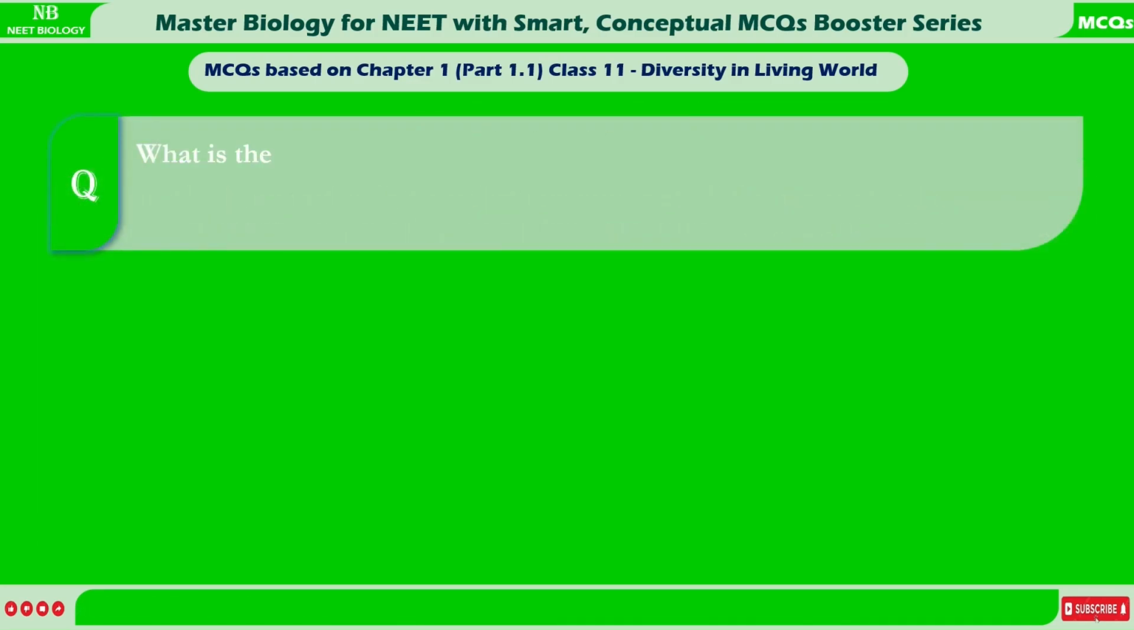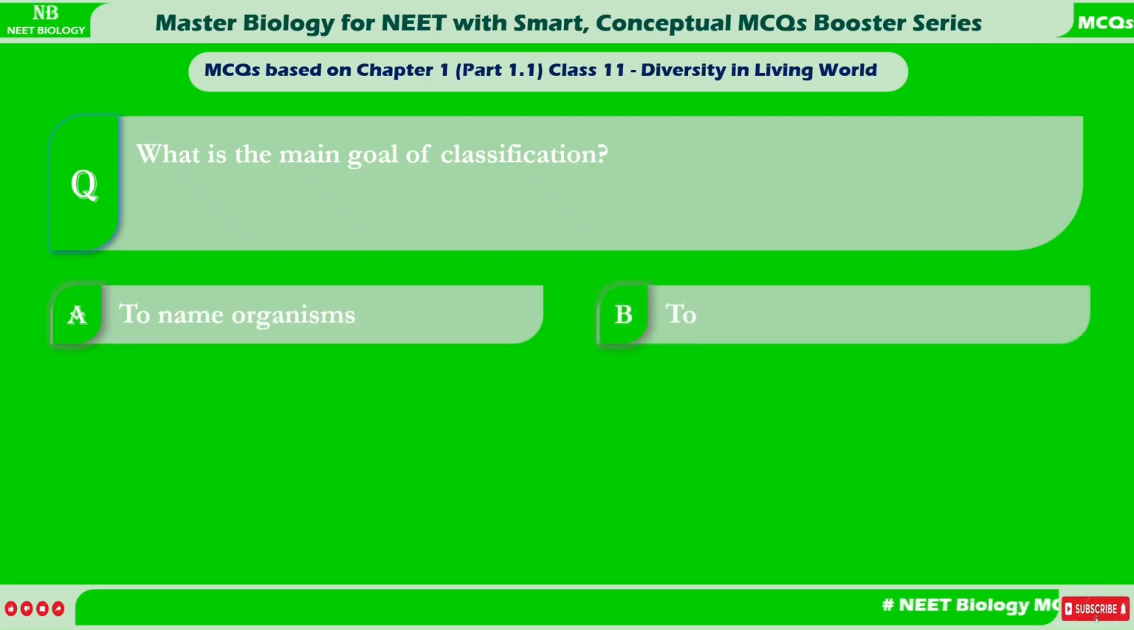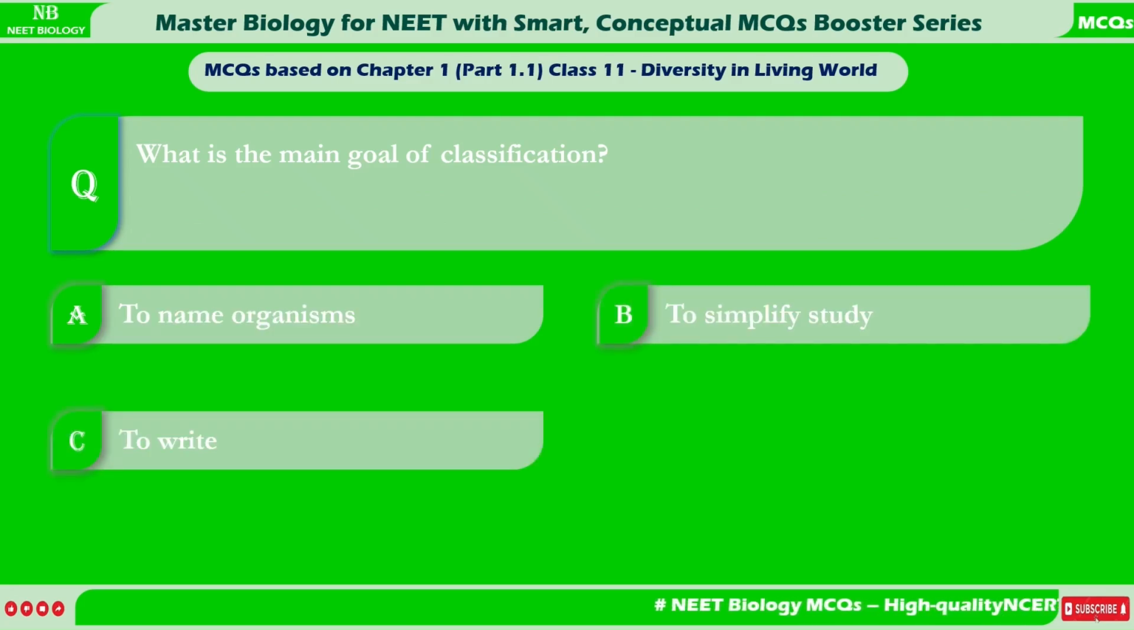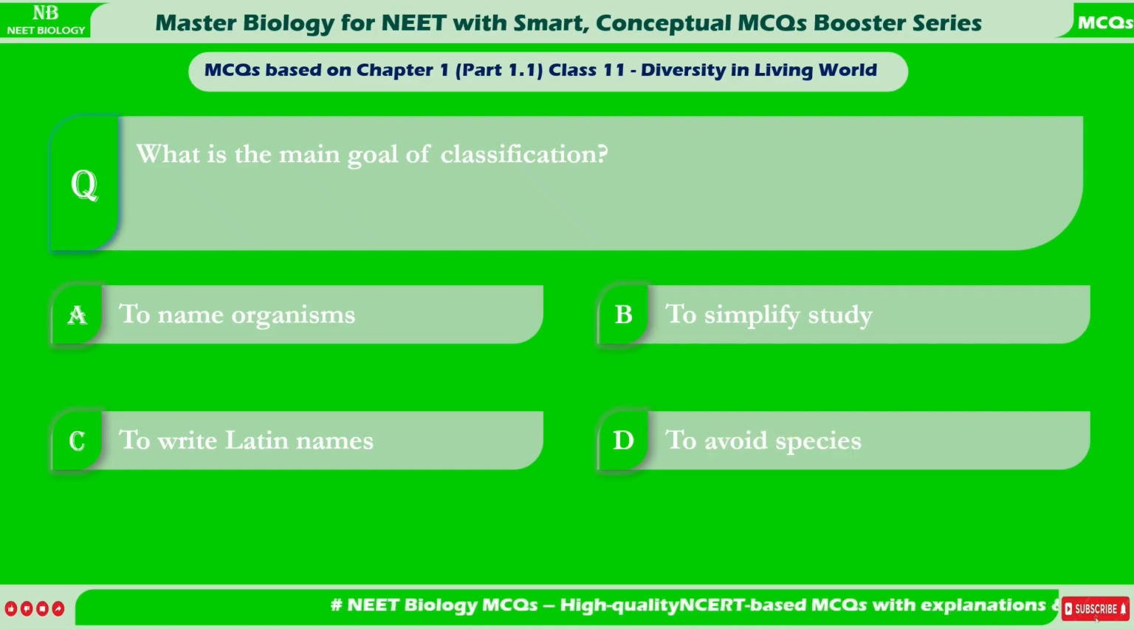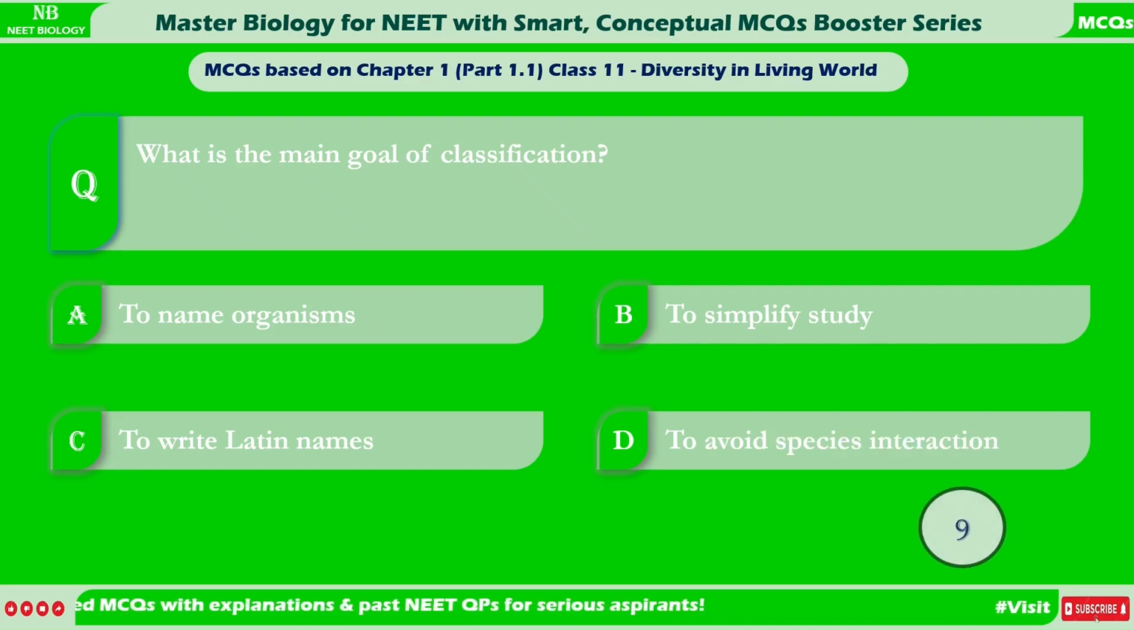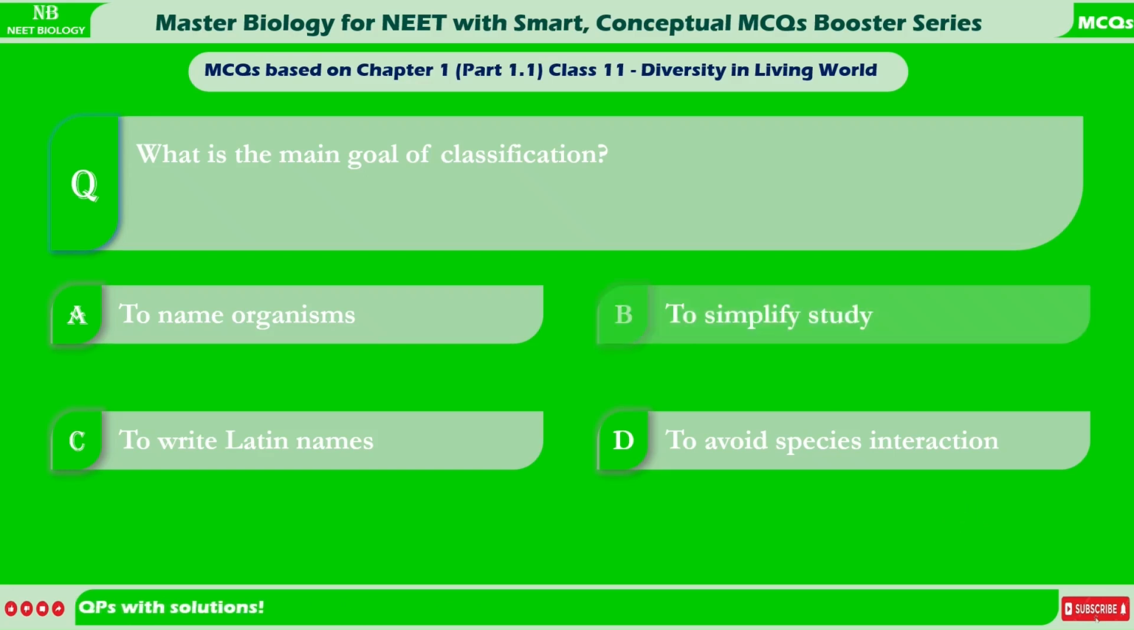What is the main goal of classification? A. To name organisms. B. To simplify study. C. To write Latin names. D. To avoid species interaction. Correct answer is B. To simplify study.